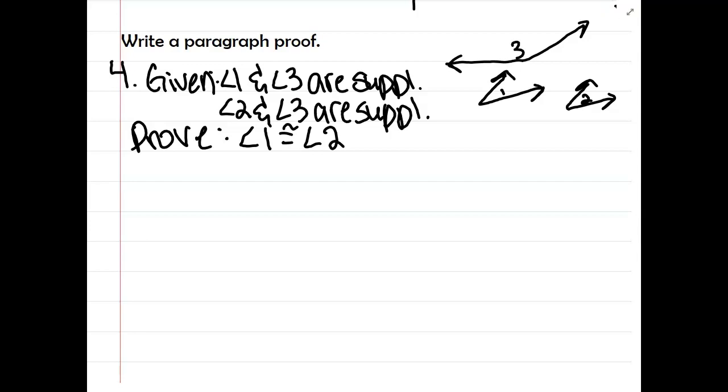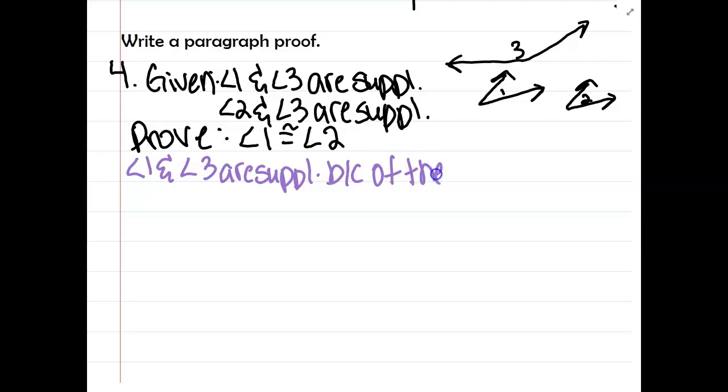Now, even though this is a paragraph proof, you're still going to start with the same thing. You're still going to start with your given statement. But instead of writing it as a simple statement and then your reason, you're going to combine that into one sentence. So I'm going to say angle 1 and angle 3 are supplementary because of the given. Okay? I know that angles 1 and 3 are supplementary because that information was given to me.